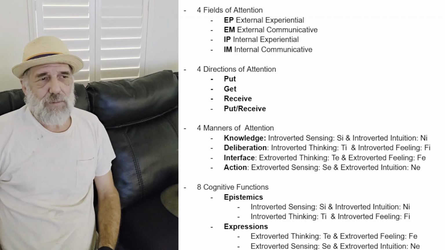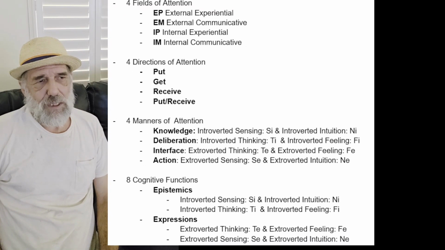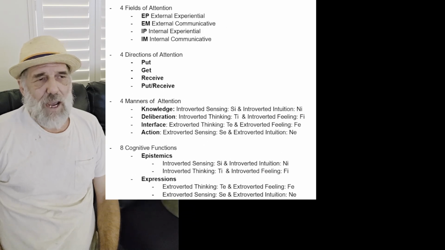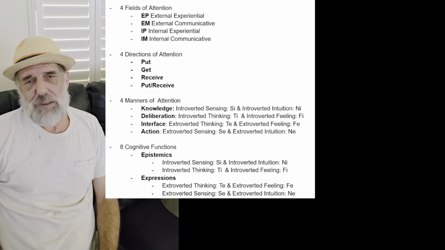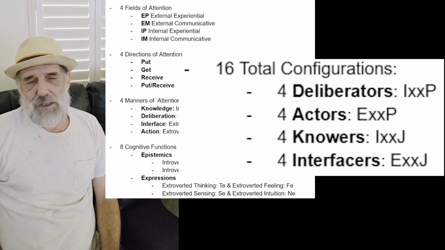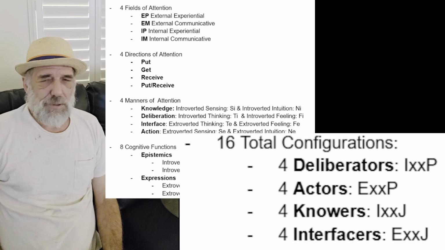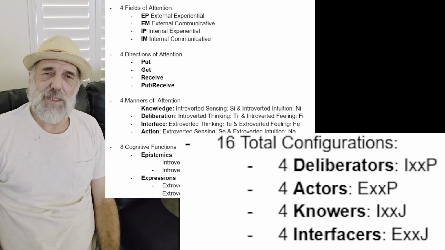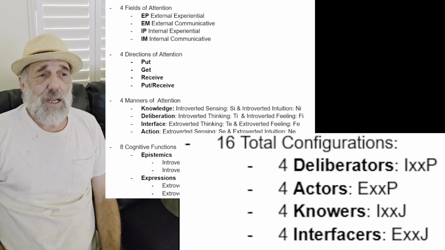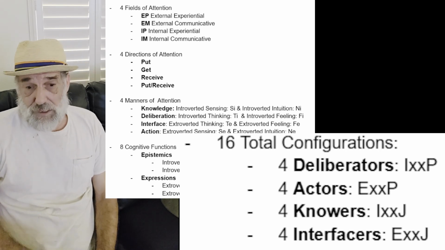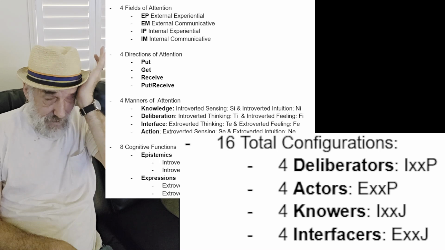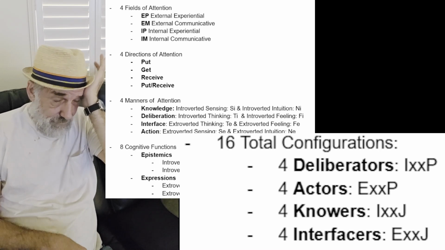And accordingly, there are 4 deliberators, the FI DOMs and the TI DOMs, that's IXXP in MBTI terms. 4 actors, that's EXXP, that's both your NE DOMs, both your SE DOMs. 4 knowers, IXXJ, that's both your SI DOMs, ISTJ, ISFJ, and both your NI DOMs, INTJ and INFJ. And there are, of course, 4 interfacers, EXXJ, that's ESFJ, ENFJ, ENTJ, and ESTJ.